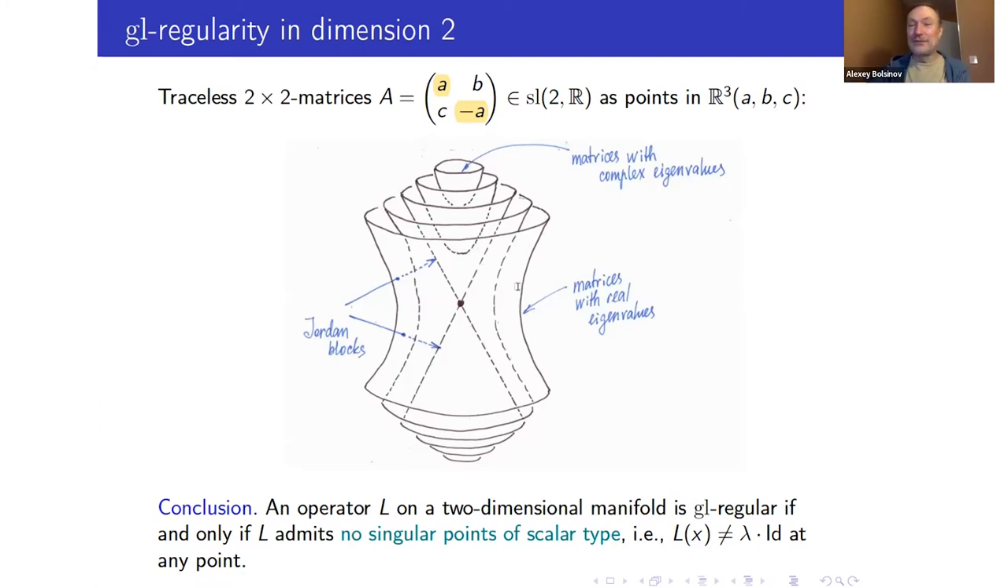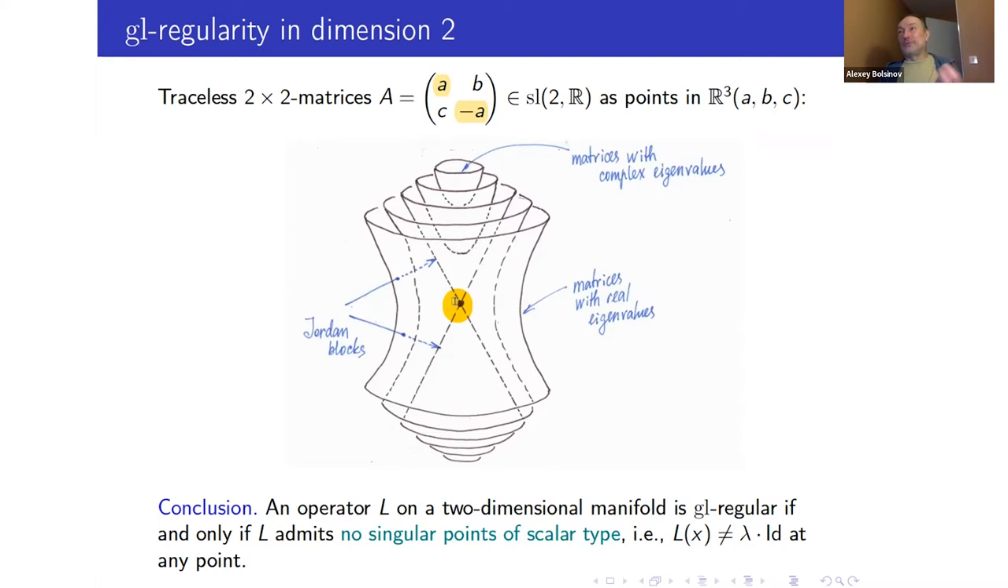So the one-sheet hyperboloids represent matrices with two different real eigenvalues. The two-sheet hyperboloids are orbits of matrices with complex eigenvalues. There is a cone here, which is the Jordan block, and the only kind of bad, not regular matrix is just zero.